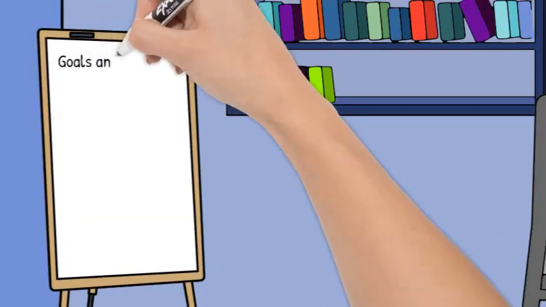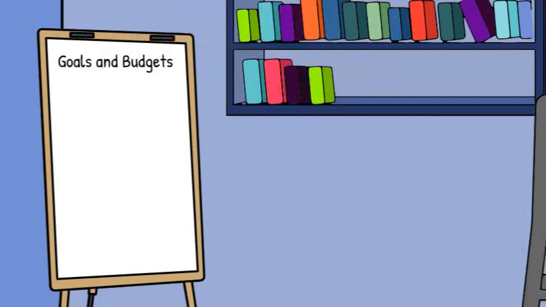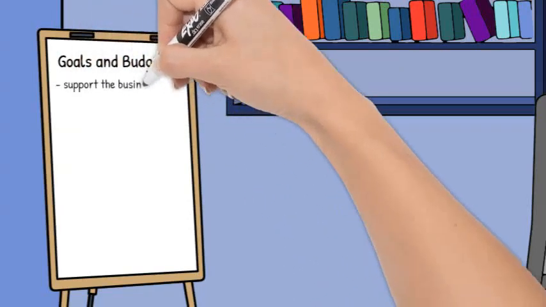Goals and budget. It is important that you have a clear business role for the platform. Or put simply, how should the platform function to support your business goals? Here are three examples to consider.